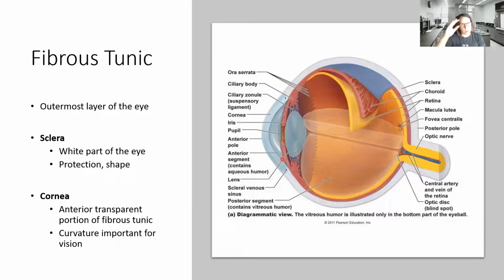The cornea has a bend to it, and it's important along with a few other structures that we'll talk about later in terms of bending light, so it hits just right on the back of the retina. So the curvature here is super important. And we'll talk more about this in lecture, and you'll go into it in more detail in physiology.